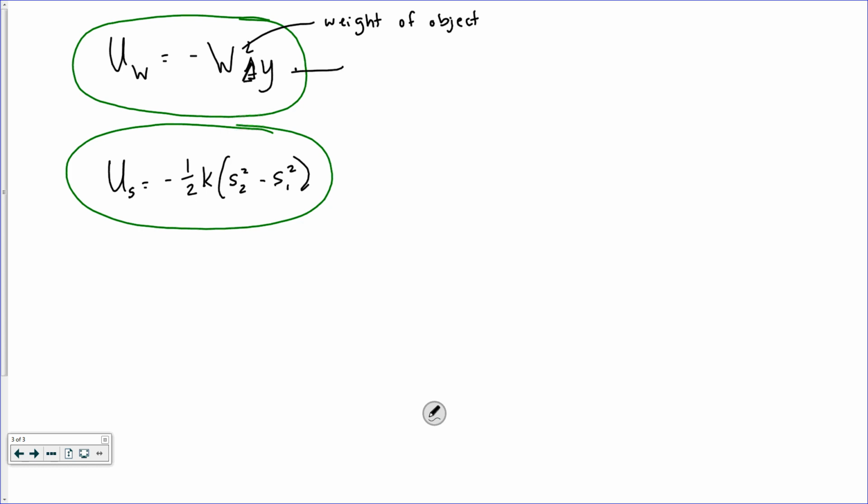Delta Y is equal to Y2, the final Y position, minus Y1. We have to assume that Y is positive upwards in order for us to use that equation right there. We need to assume that Y is positive upwards. Okay? And that makes sense too.